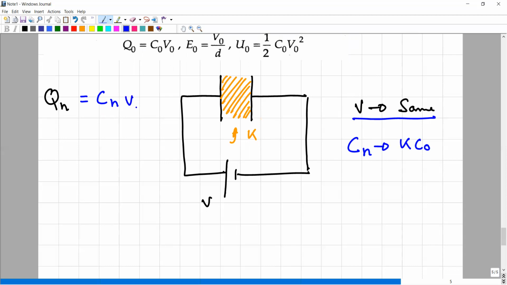You can call it new potential or old potential, that doesn't change. So the charge will become K times the old capacitance value, this K times C naught will become Cn, times V. So you can very well see that the charge is going to increase K times. Potential remains the same, capacitance increases by K, and charge is equal to C naught V naught, and that's how it will become K times C naught V naught. After inserting the dielectric, charge will increase.